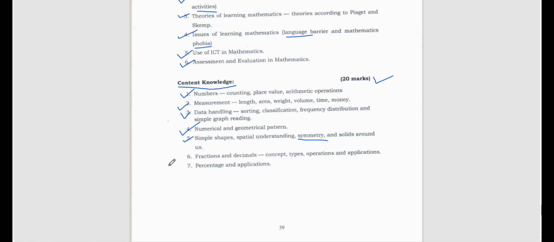Now let's go to fractions and decimals. See, fractions and decimals are very easy topics. You have to know the concept, you have to know the types, you know the operations and applications. So where do we use fractions, where do we use decimals? So those things you have to know very well.